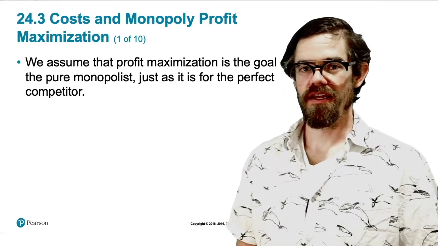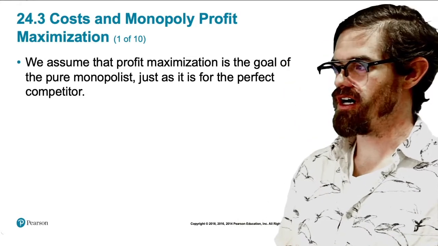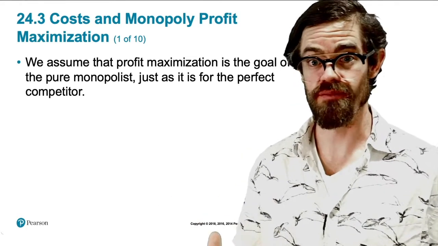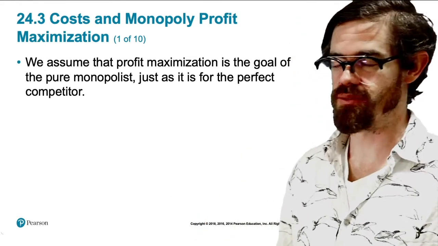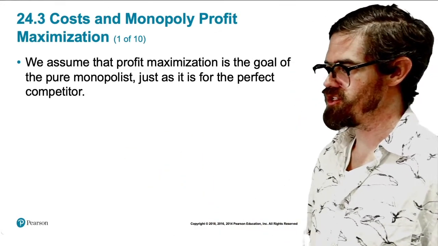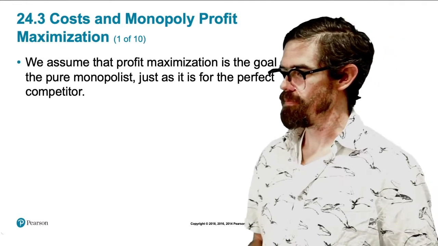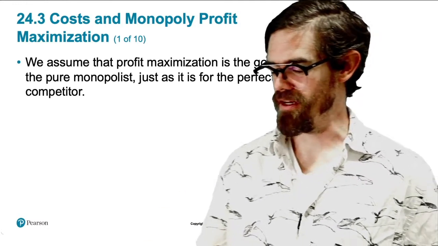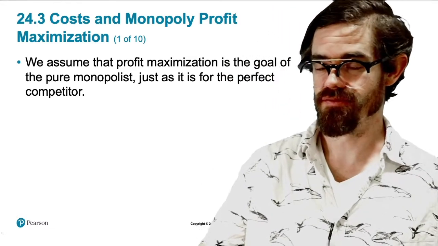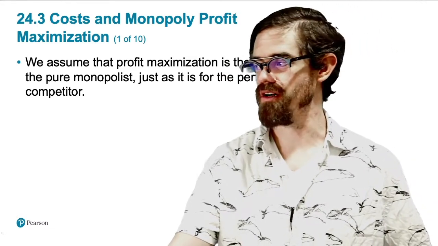All right, next we're going to look at the monopolist's cost and how they go about maximizing profit, which is what all firms do. All firms are trying to maximize profit. So, of course, we're going to assume the profit maximization model here, just like a perfectly competitive industry or firm. Okay, so that is one similarity they have, is they're both trying to maximize profit.